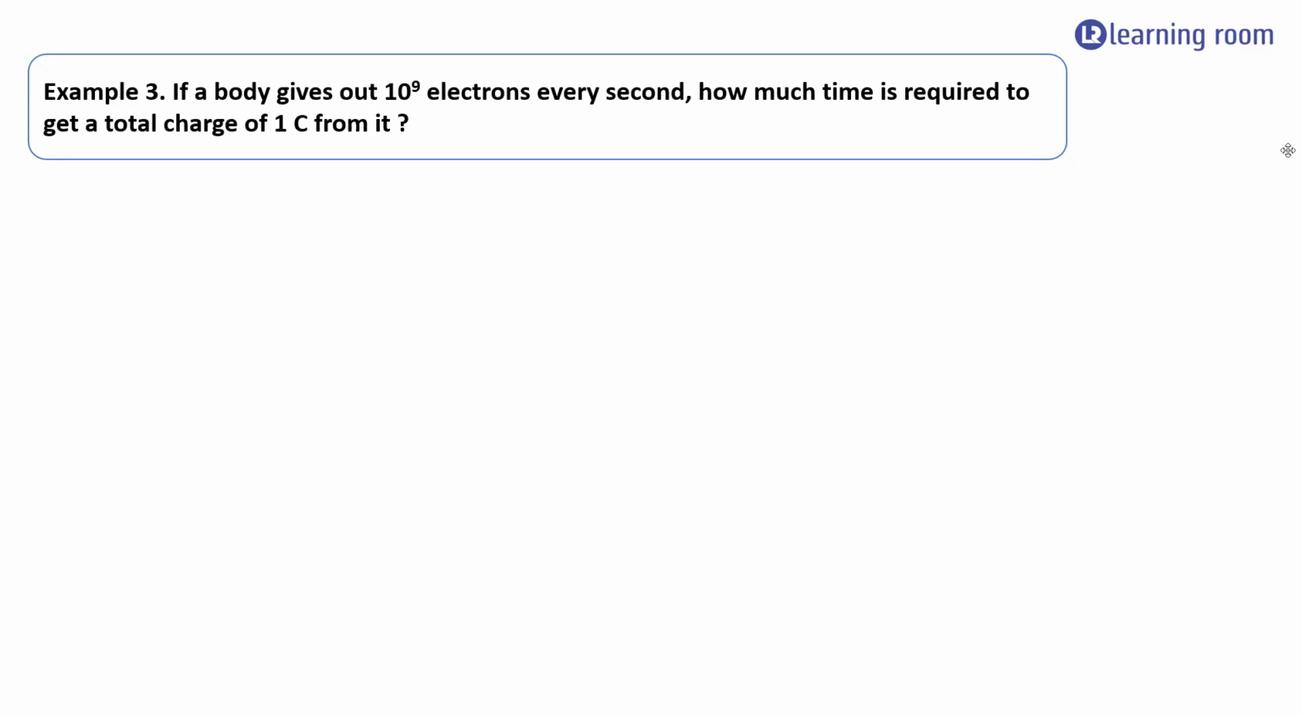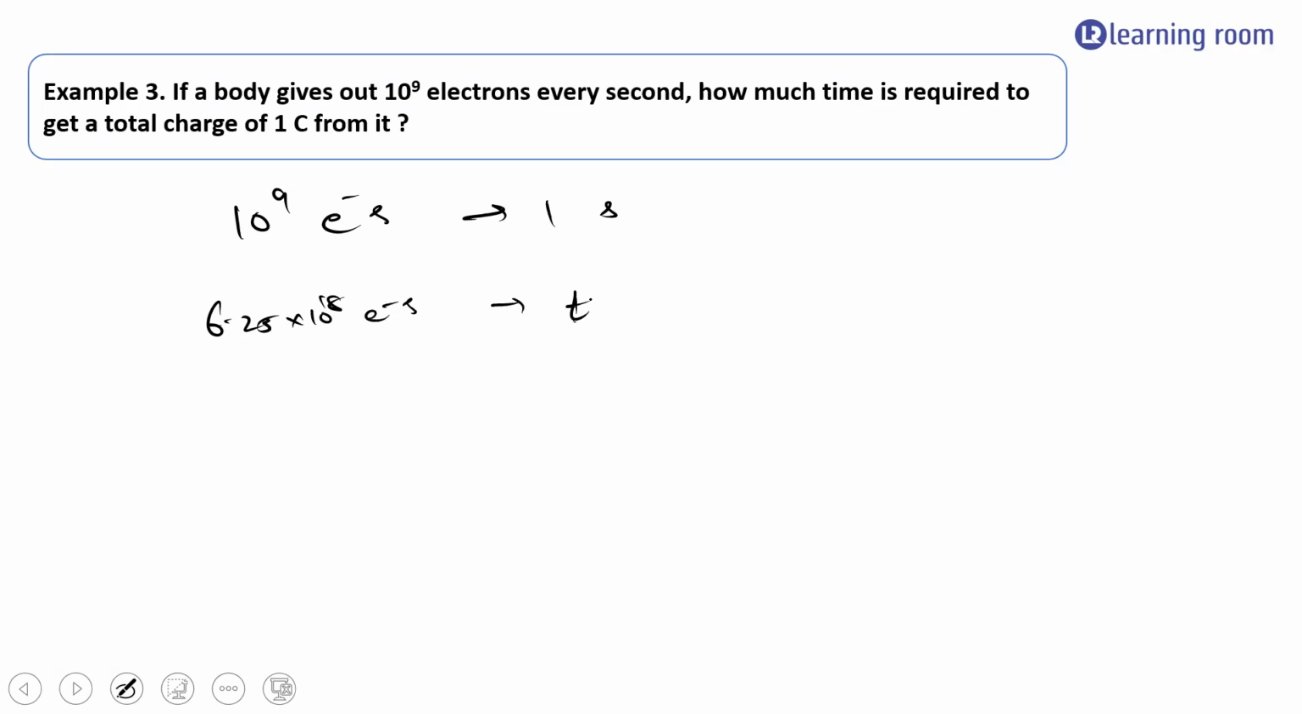Sir, 10 to the power 9 electrons is being released in 1 second. By quantization, we'll say 6.25 into 10 power 18 electrons in X seconds. Okay, so you want to follow the unitary method. 10 power 9 electrons take 1 second, then 6.25 into 10 power 18 electrons will take how much time? Is that what you want to do?